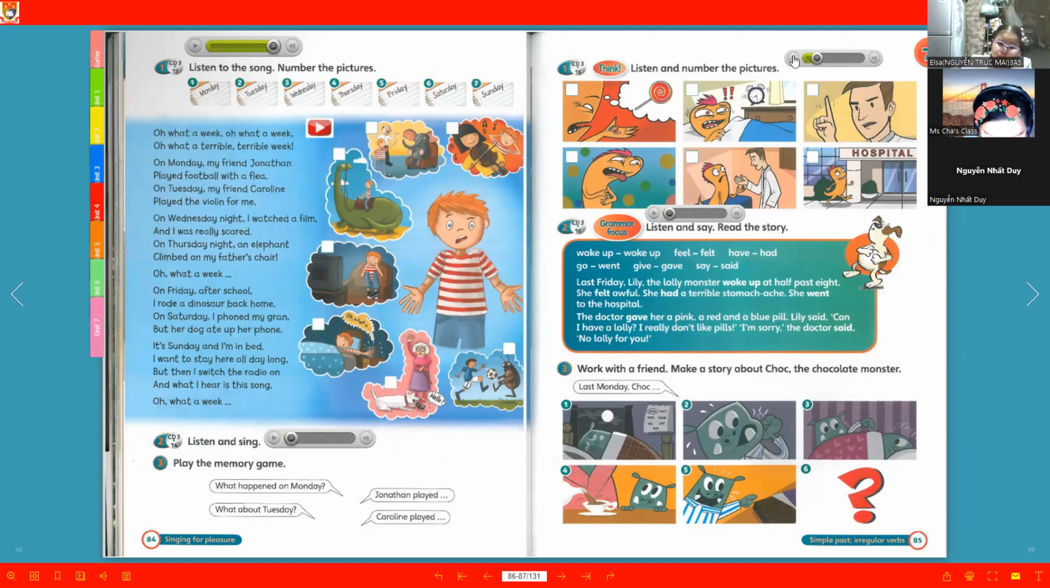Student's Book, page 85. 1. Listen and number the pictures. Last Friday, Lily the lolly monster woke up at 8:30. She felt awful. She had a terrible stomachache. She went to the hospital. The doctor gave her a pink, a red, and a blue pill. Lily said, Can I have a lolly? I really don't like pills. I'm sorry, the doctor said. No lolly for you.